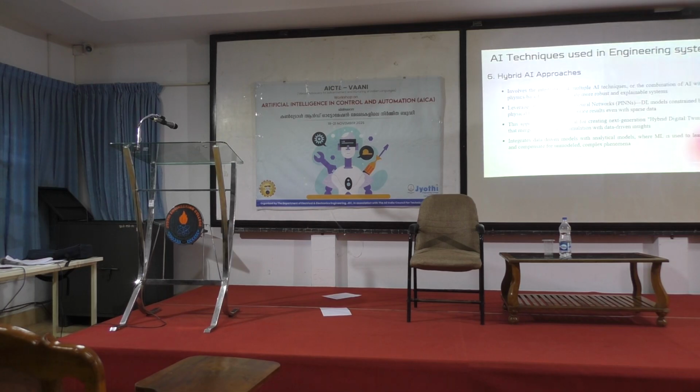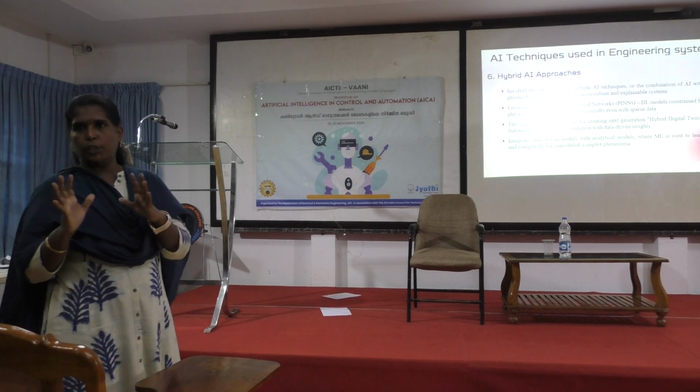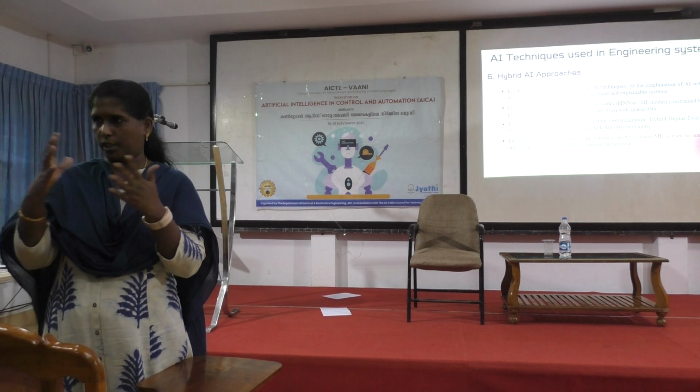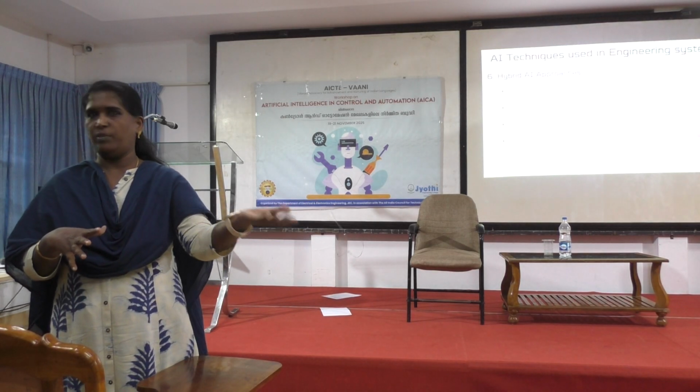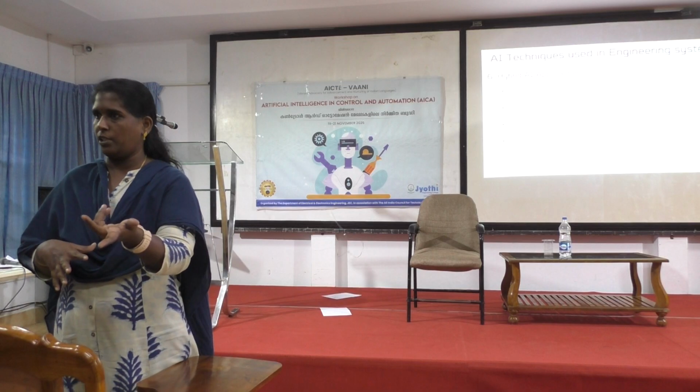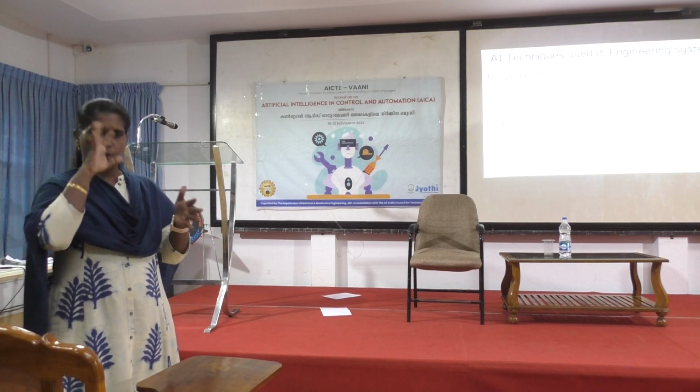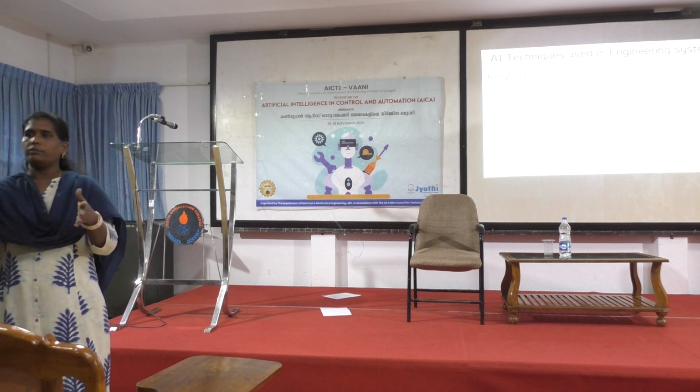And hybrid AI approach means, as I told, the physics informed neural network. Okay, PINN. That is recent research. Neural network is artificial intelligence where, using data, we develop the neural model along with physics informed. Physics informed means that is a mathematical equation also. So when one system is there, we use the mathematical equation along with the neural network.